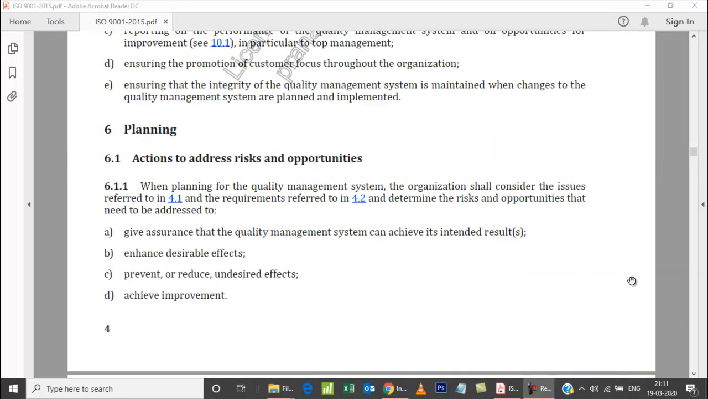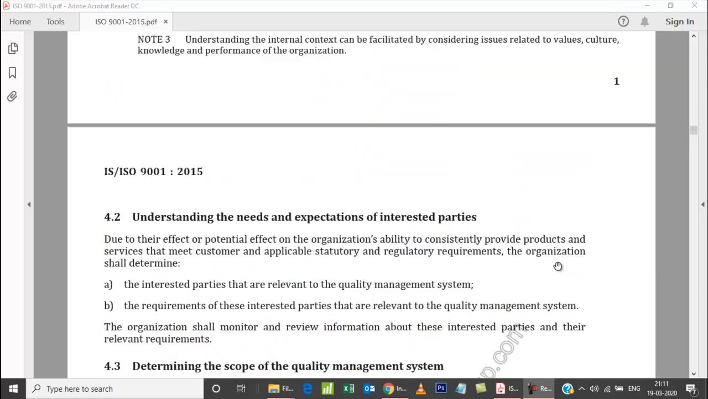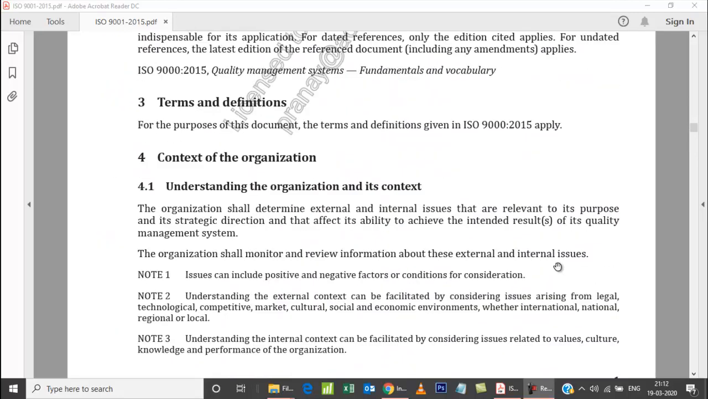When we commenced our journey of understanding ISO 9001, the standard commences to list out its requirements from clause number 4. 4.1 was all about understanding the organization and its context, in which this standard lays down a requirement that we must determine the internal and external issues that are relevant to the quality management system and the strategic direction of the organization.